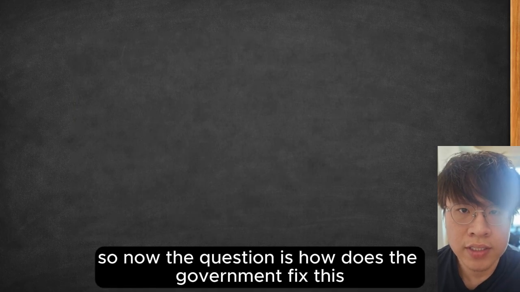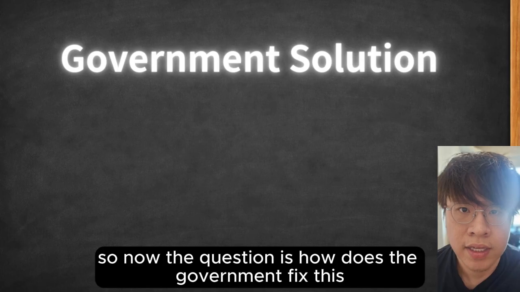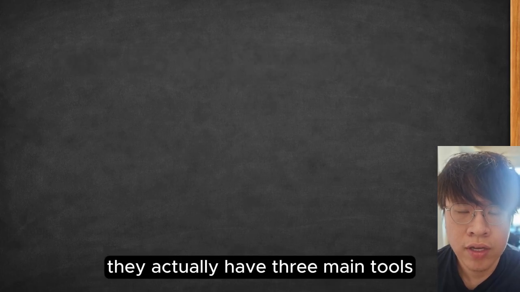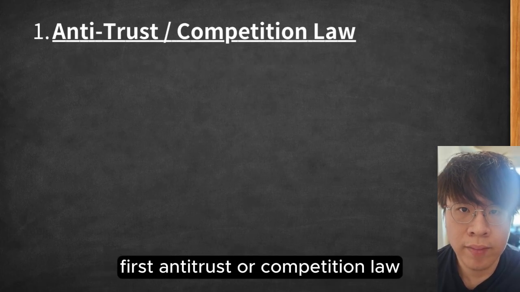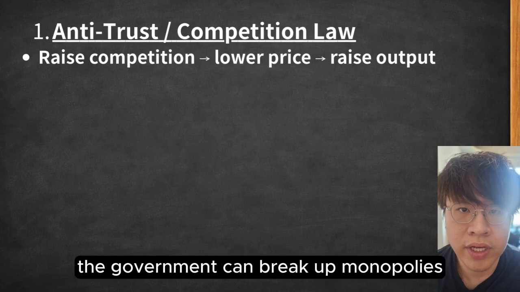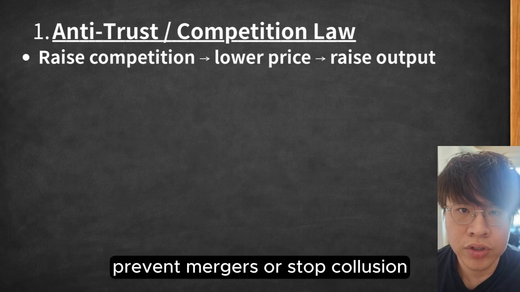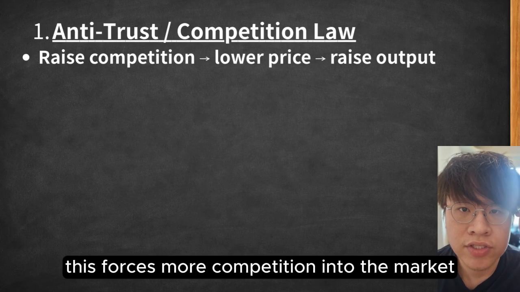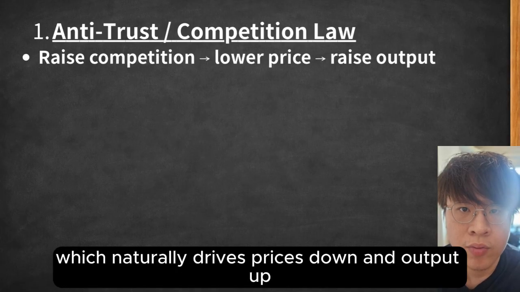So now the question is, how does the government fix this? They actually have three main tools. First, antitrust or competition law. The government can break up monopolies, prevent mergers, or stop collusion. This forces more competition into the market, which naturally drives prices down and output up.